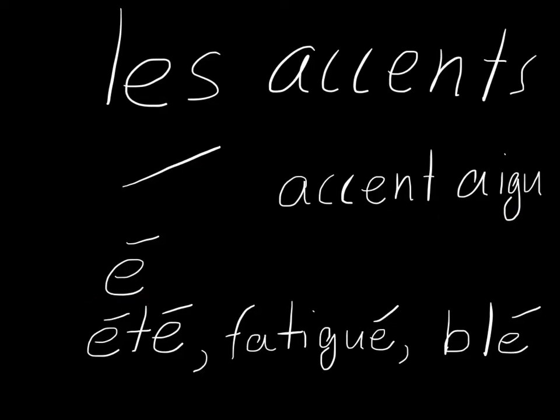Et, été, fatigué, blé. So, not only are the E's with an accent always pronounced, but if it has an accent aigu, it's an "ay" sound: été, fatigué, blé. Répétez. Été, fatigué, blé. And the name of this accent? Accent aigu. Répétez. Accent aigu.